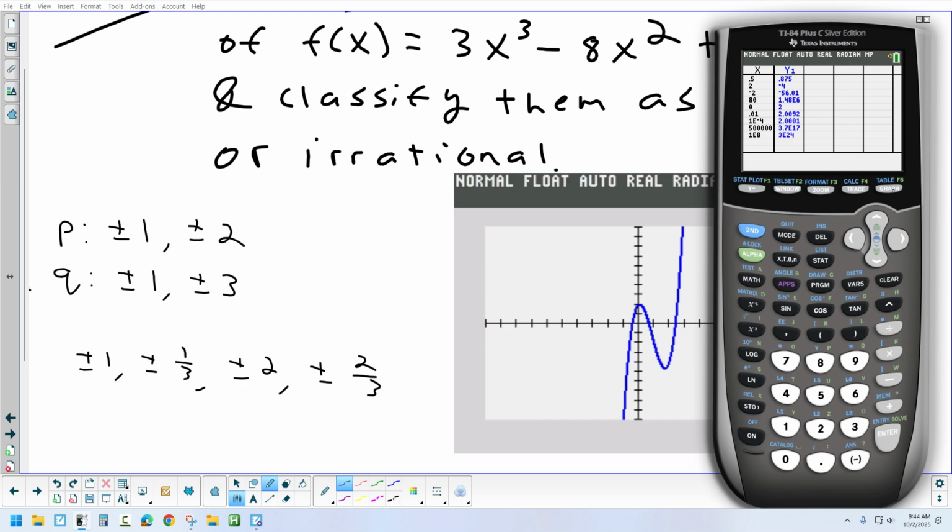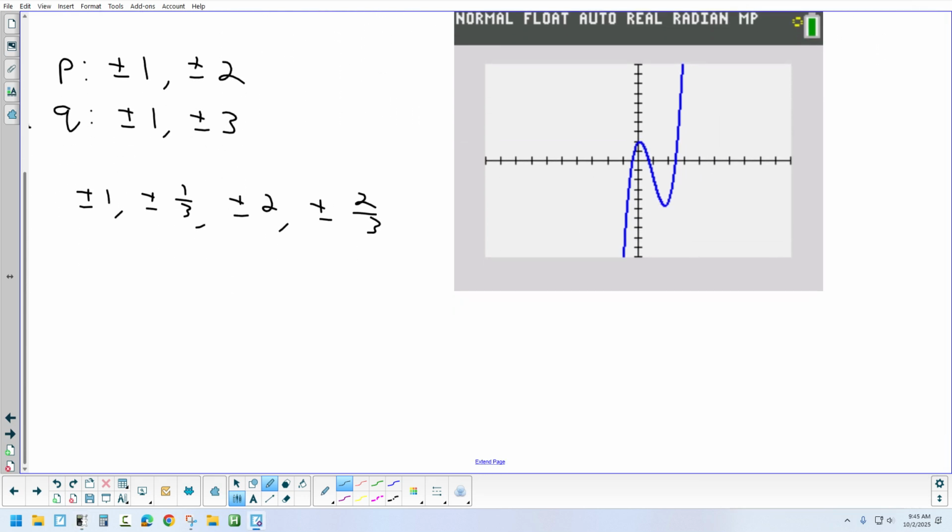Let's go to our table and check it. -1/3. No, it's not a root. So it is a little bit off from -1/3. Okay, what's another number in that list that looks like it could be a root? Yep, +2/3. Yes, +2/3 is the root. So let's divide through by 2/3 and then turn this into a quadratic.